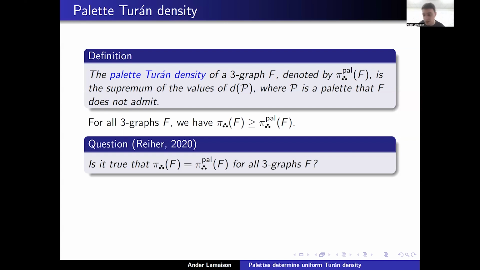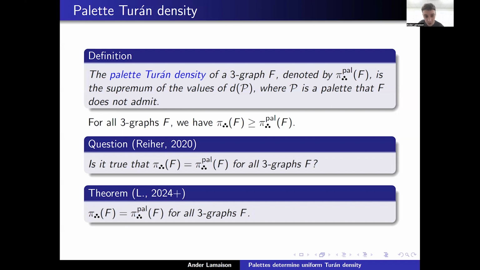So this was a question that appears in a survey by Ryer, and that's the first time that it appeared in a paper, but it had circulated in the community for a while before that. And indeed, the main theorem of my talk is that yes, this is the case. The palette Turán density is the same as the uniform Turán density for all 3 graphs.